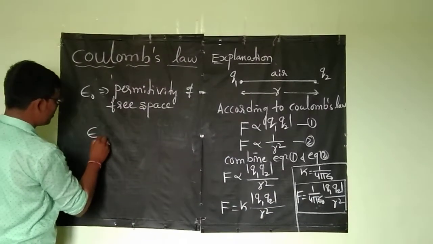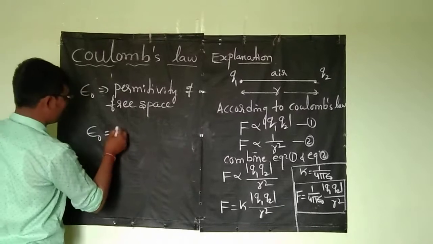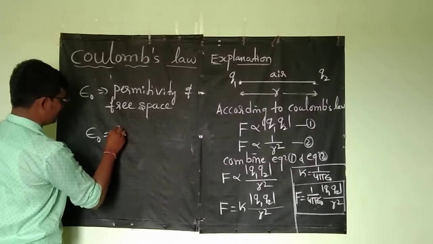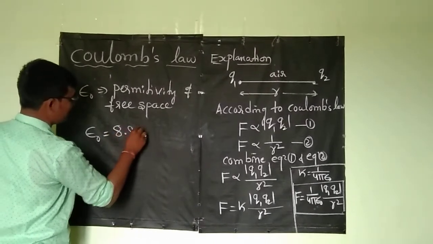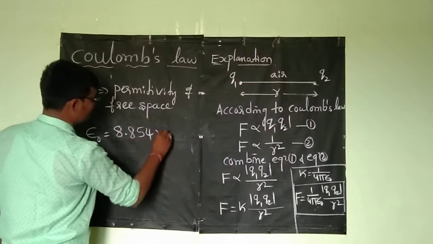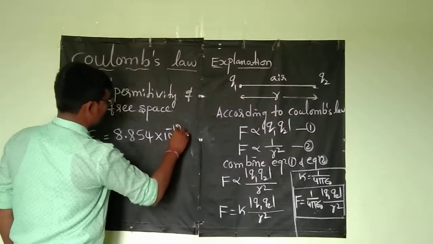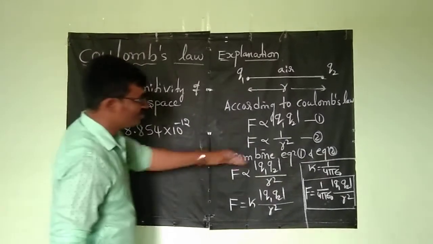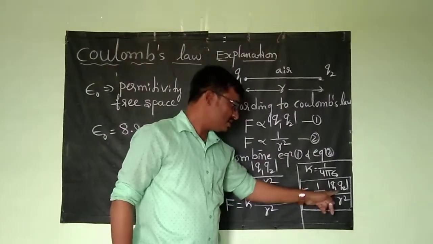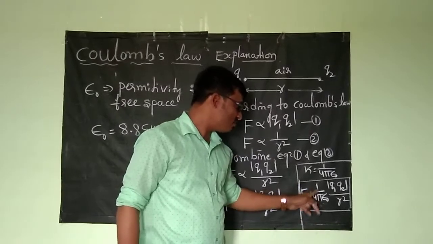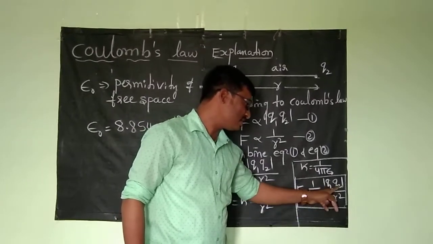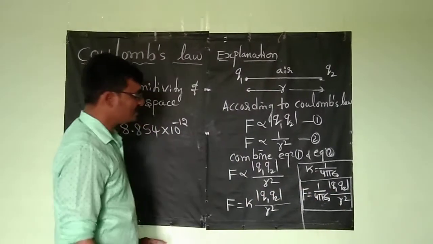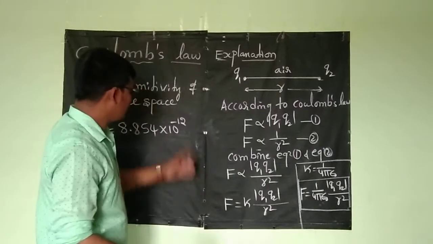Epsilon naught is a standard value, 8.854 into 10 to the power minus 12. So the unit, we are not bothering about the units. Once we know the formula F is equal to 1 divided by 4 pi epsilon naught q1 q2 divided by r square, easily we can write its unit.